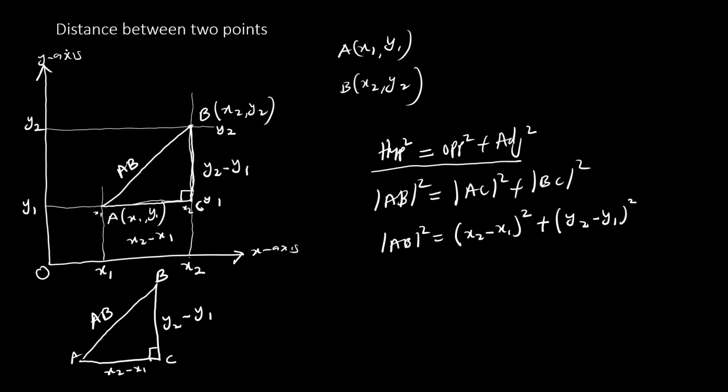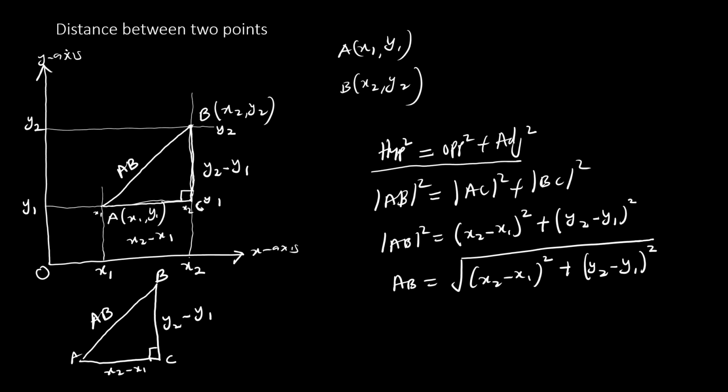Taking the square root of this to cancel out the square in AB, we now have line AB to be equal to the square root of x2 minus x1 squared plus y2 minus y1 squared. So we have the distance between points A and B to be the square root of x2 minus x1 squared plus y2 minus y1 squared. So this is the formula for finding the distance between 2 points.